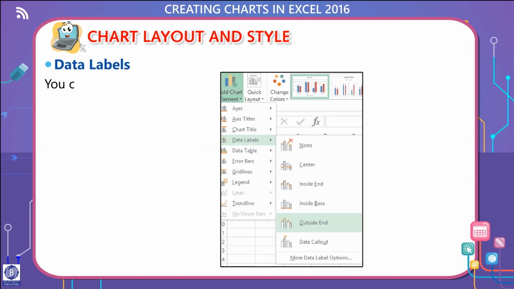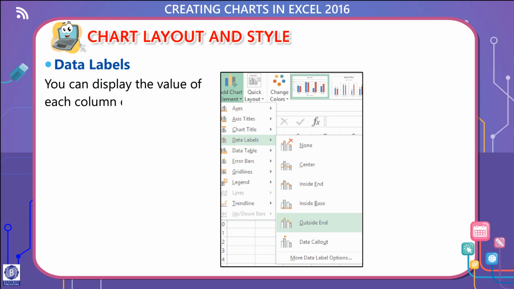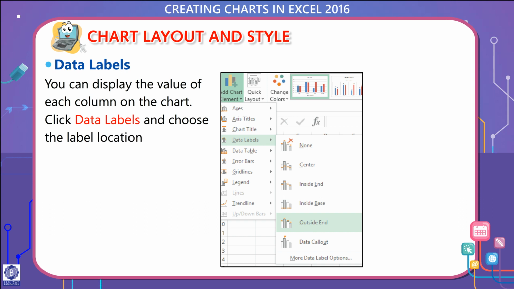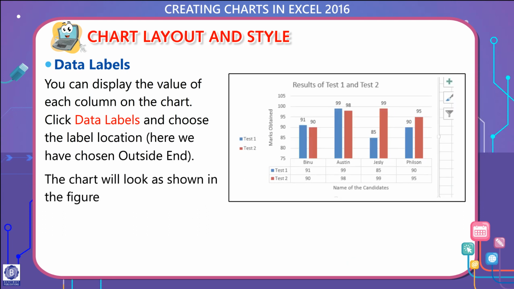Data Labels. You can display the value of each column on the chart. Click Data Labels and choose the label location. Here we have chosen Outside End. The chart will look as shown in the figure.